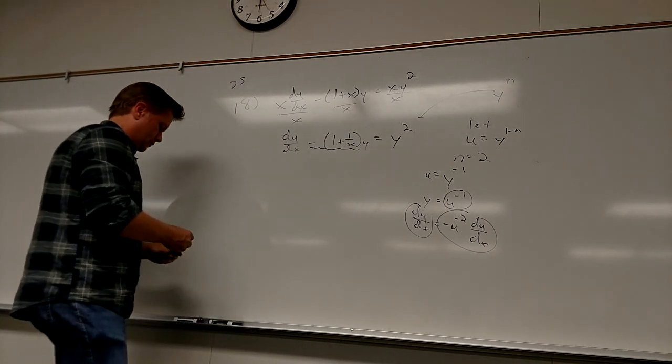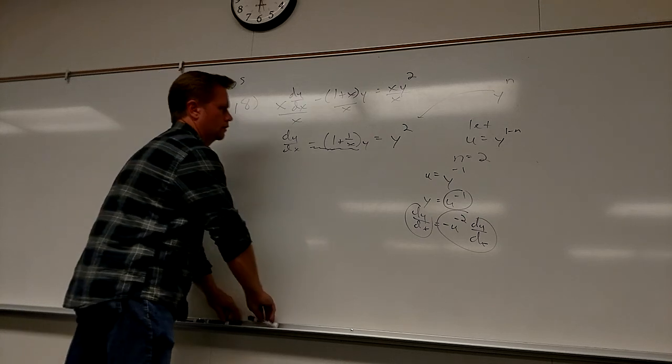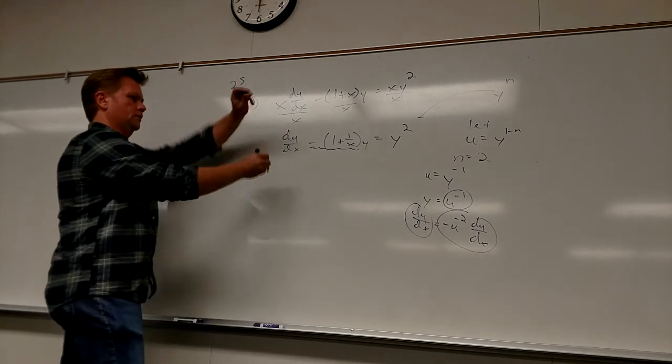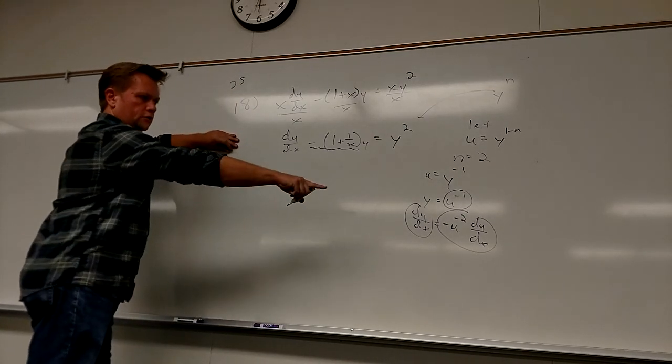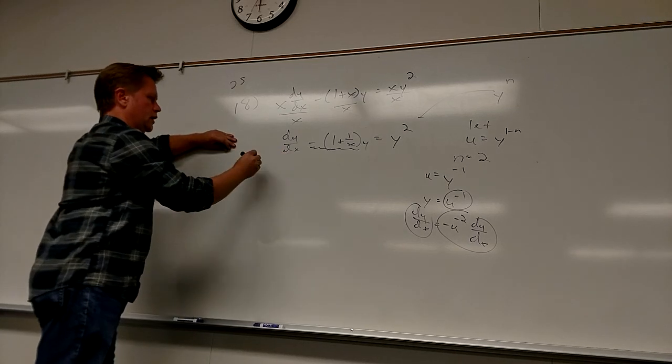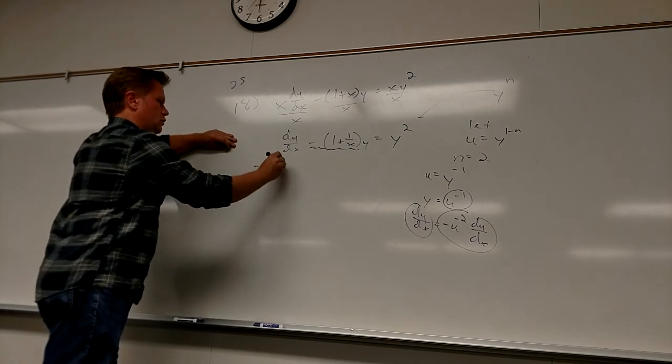So let's just do one more step. This will be, just replace it directly with that, right? Negative u, negative 2, du dx.